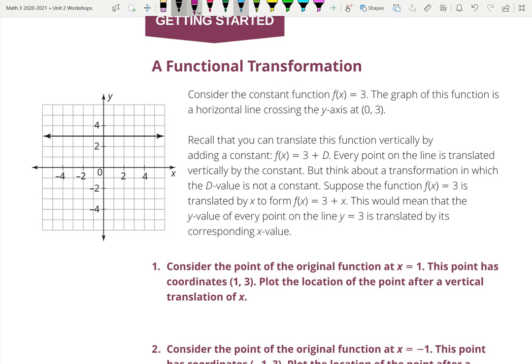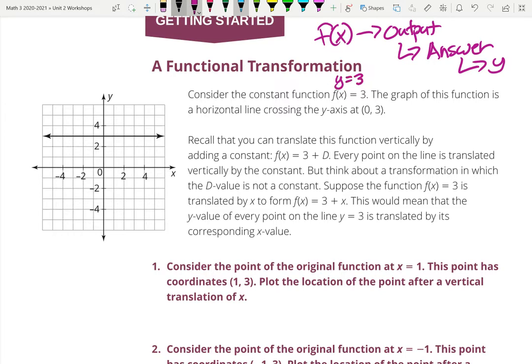So consider the constant function f of x equals 3. Remember, f of x is a fancy way to say the output. This is the answer typically, and it is always represented by y. You can imagine this as y is 3. The graph of this function is a horizontal line crossing the y-axis at 0, 3.